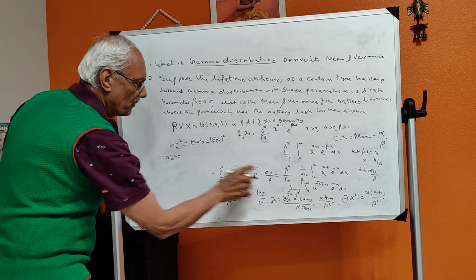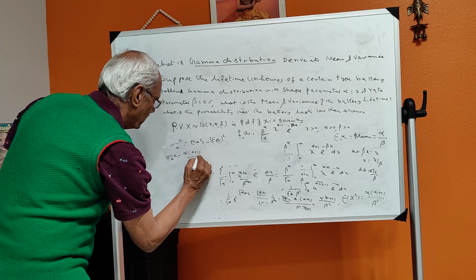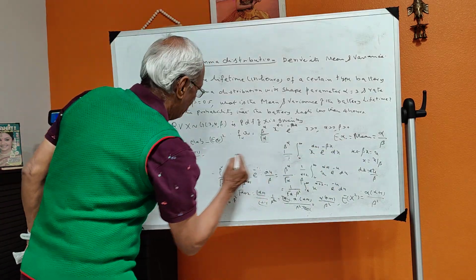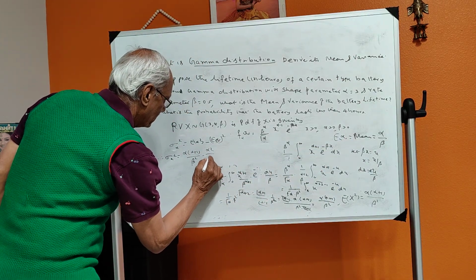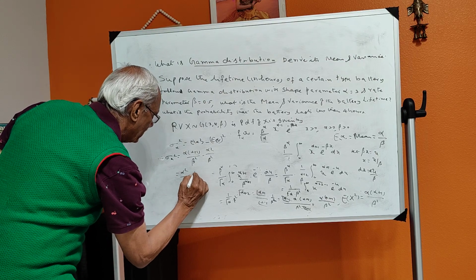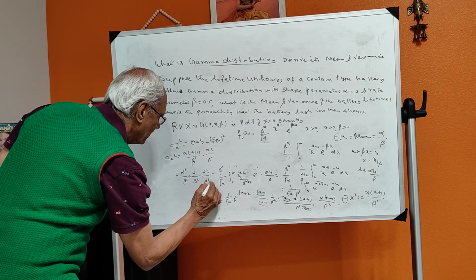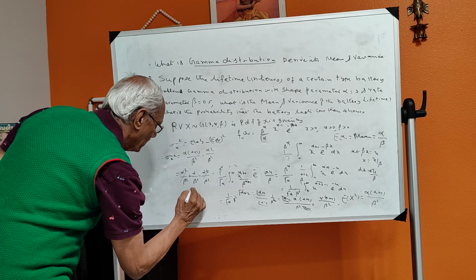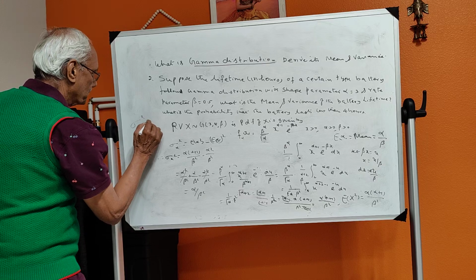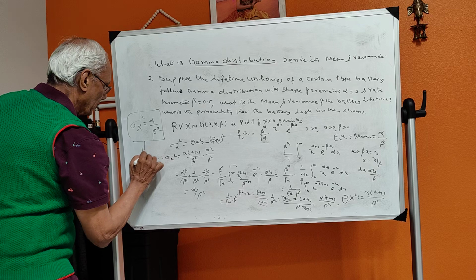Now therefore sigma squared of x will be, E of x squared is alpha into alpha plus 1 divided by beta squared. E of x is equal to alpha, so this is alpha squared by beta squared, that is alpha squared by beta squared plus alpha by beta squared minus alpha squared by beta squared. These two go off, giving you alpha by beta squared. So sigma squared is equal to alpha by beta squared. This is our variance.